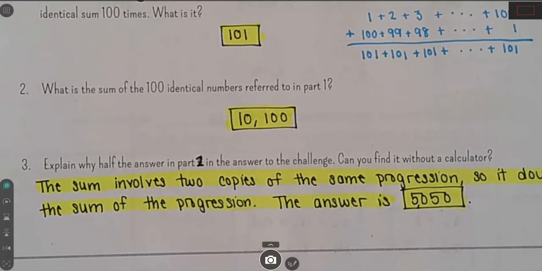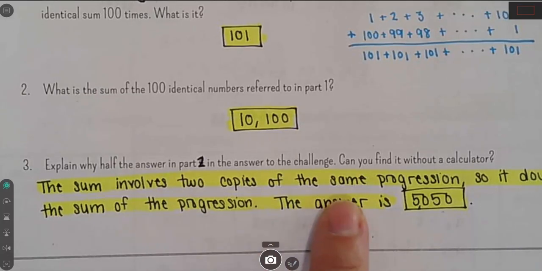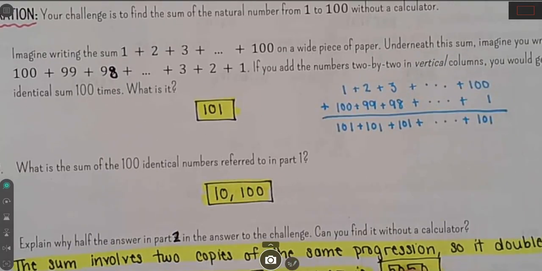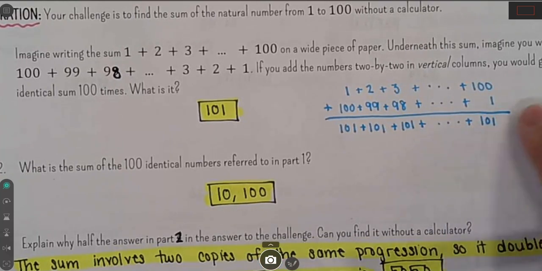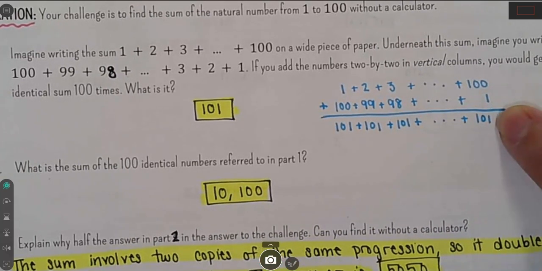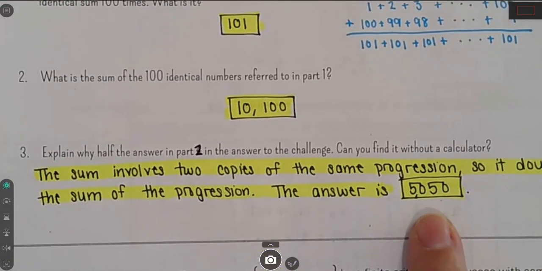Explain why half the answer in part 2 is the answer to the challenge. Can you find it without a calculator? The sum involves 2 copies of the same progression. So if we just wanted to add 1 through 100, it would be half of this, because here we have added 1 through 100 twice. So if you take this, divide that by 2, you get 5,050.